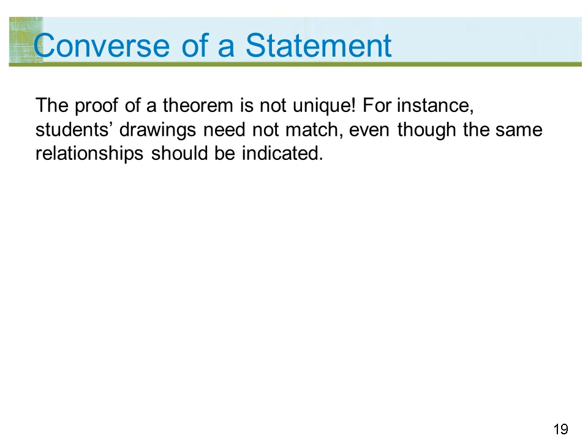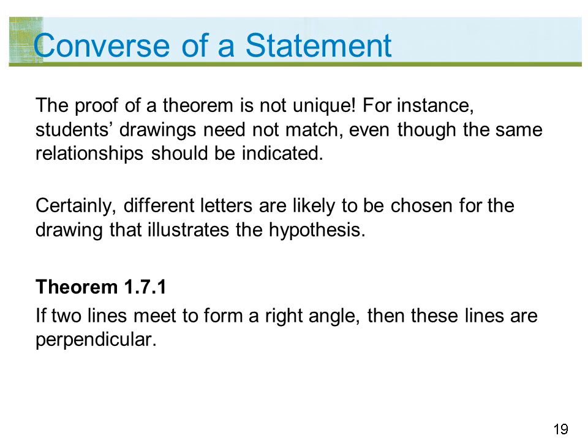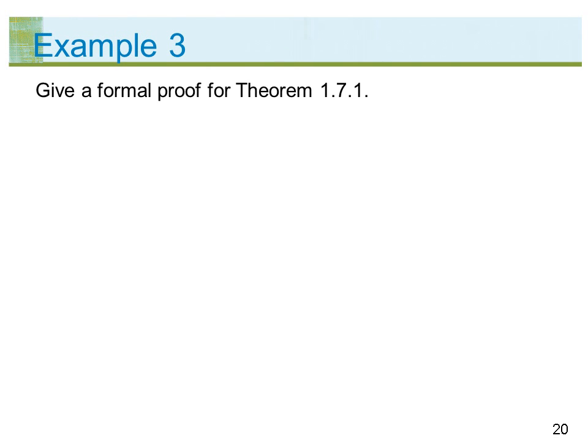The proof of a theorem is not unique. For instance, students' drawings need not match, even though the same relationship should be indicated. Certainly, different letters are likely to be chosen for the drawing that illustrates the hypothesis. Theorem 1.7.1. If two lines meet to form a right angle, then these lines are perpendicular. Give a formal proof for Theorem 1.7.1.